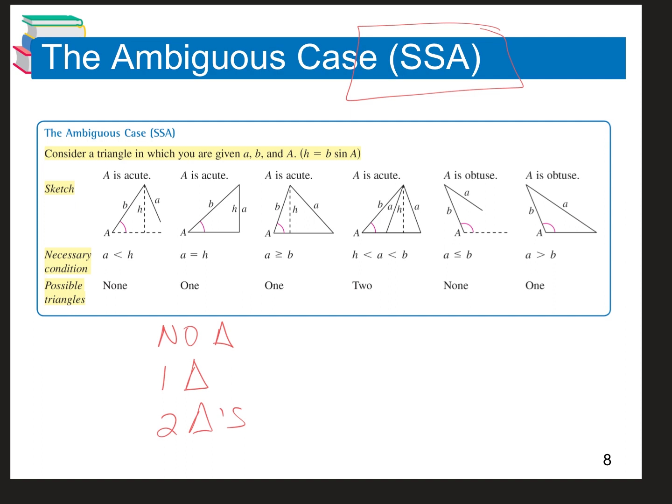All right, so everybody understand that? But again, this occurs when you're given two sides and one angle. You never write that the other way, right?